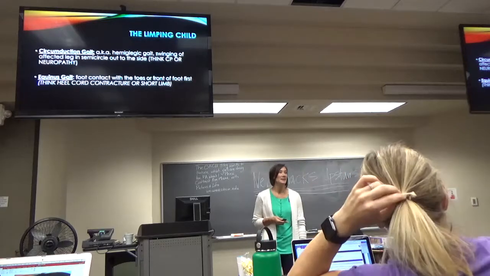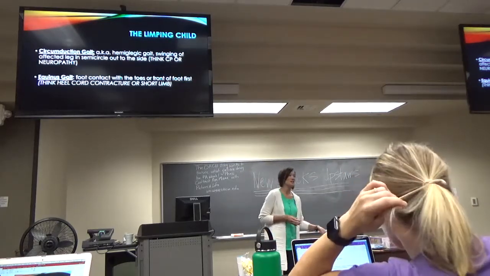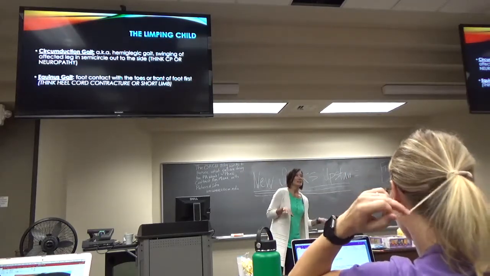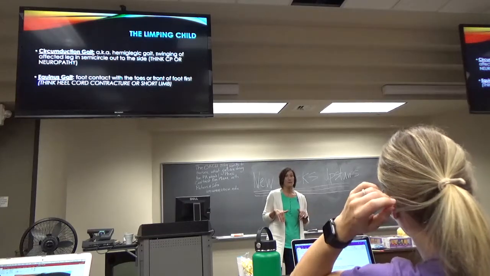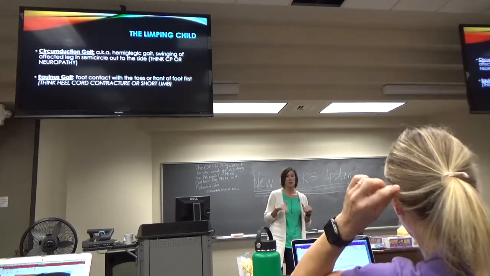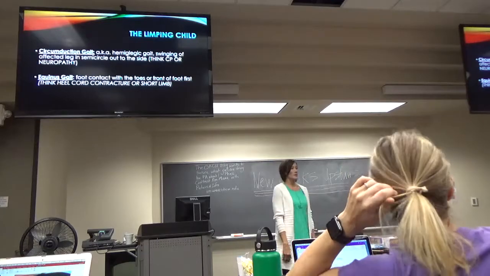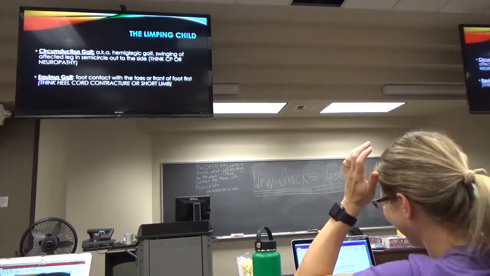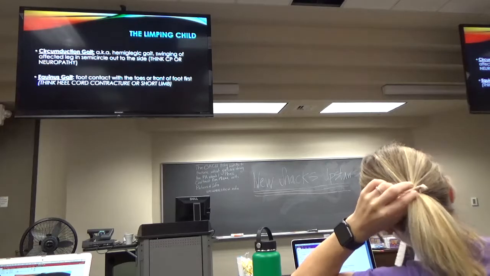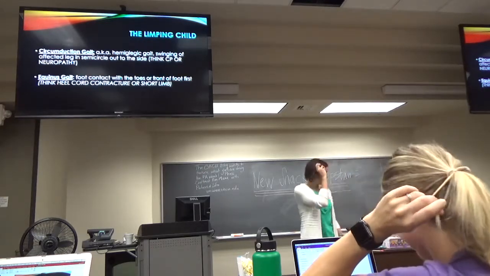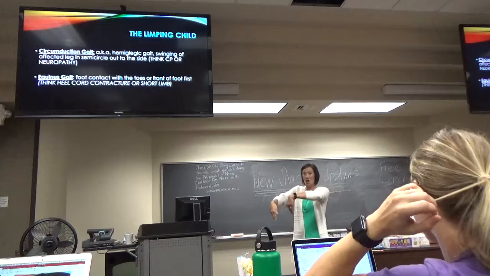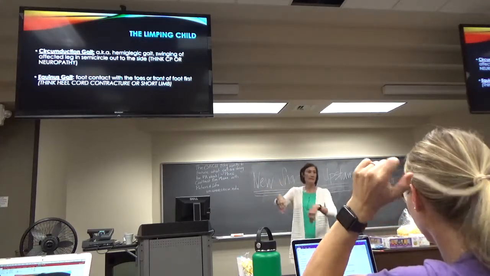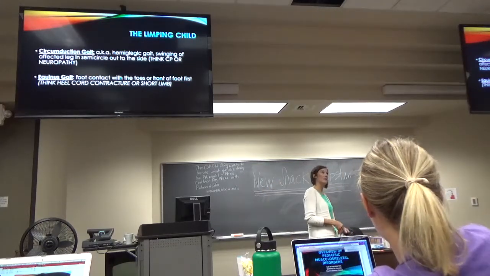Equinus gait. There's some good videos of equinus gaits. These are definitely from toe walking for too long, heel contractures. They basically walk and look like a little prancing pony, because they've got both of their toes down. But you can watch those. That's why they call it that, because it just looks like the front feet of a prancing horse.